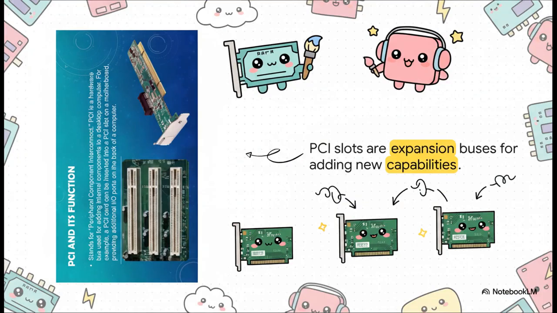But what if you want to add something new? Give your computer an upgrade? Well, that's what these slots are for. They're called PCI slots, and they let you plug in new expansion cards. Think a high-end graphics card for gaming, or a professional sound card for music. It's how you add new superpowers to your machine.